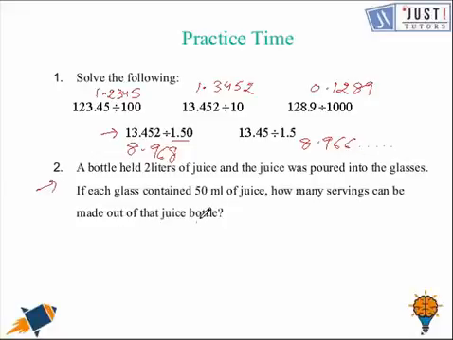Let's come to question number 2. A bottle had 2 liters of juice and the juice was poured into glasses. If each glass contained 50 ml of juice, how many servings can be made out of that juice bottle? So we need to make sure that we are taking care of the units. So this is actually dividing 2000 milliliters of juice into glasses of 50 ml each. So we can get 40 servings out of it.